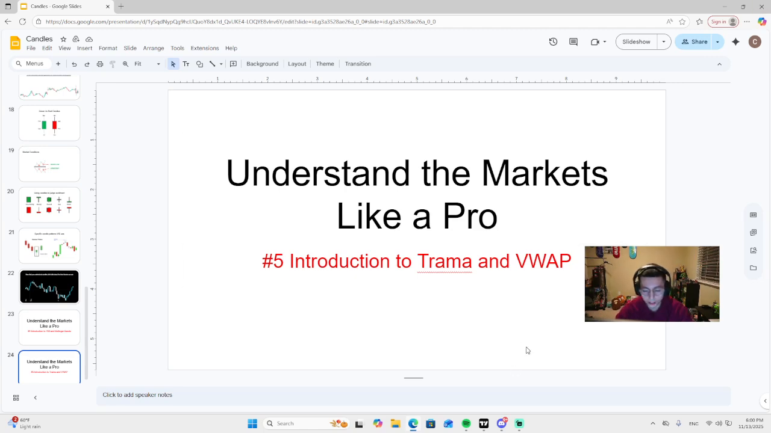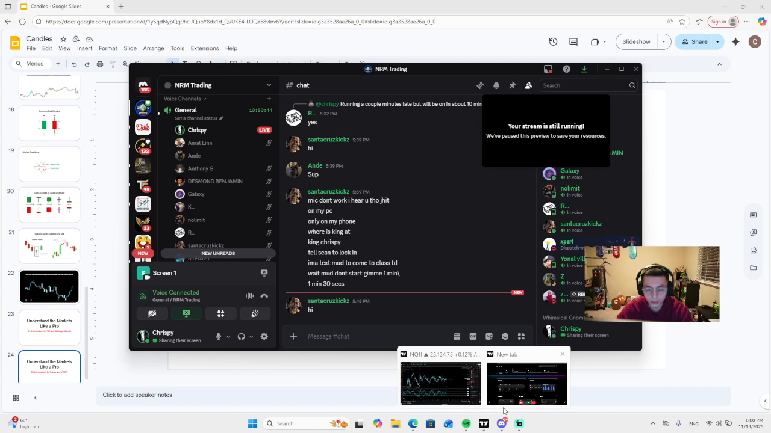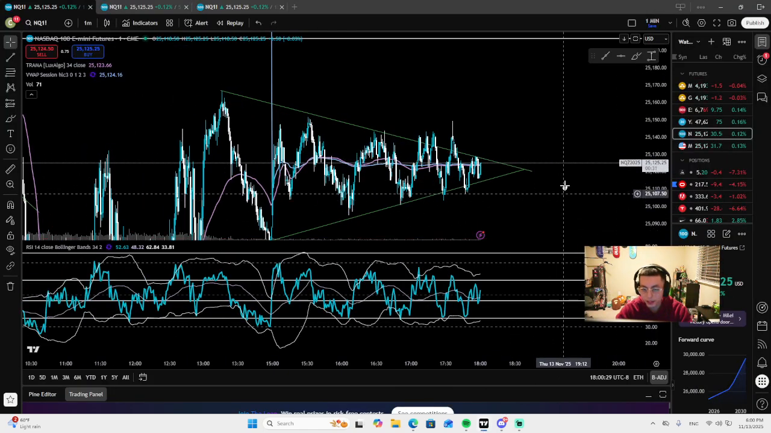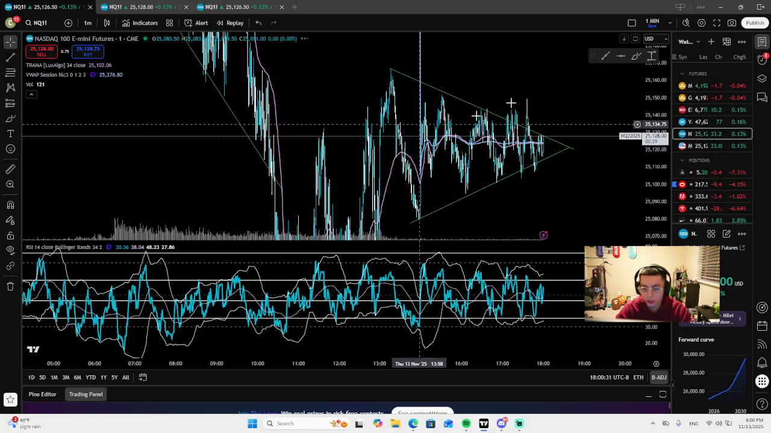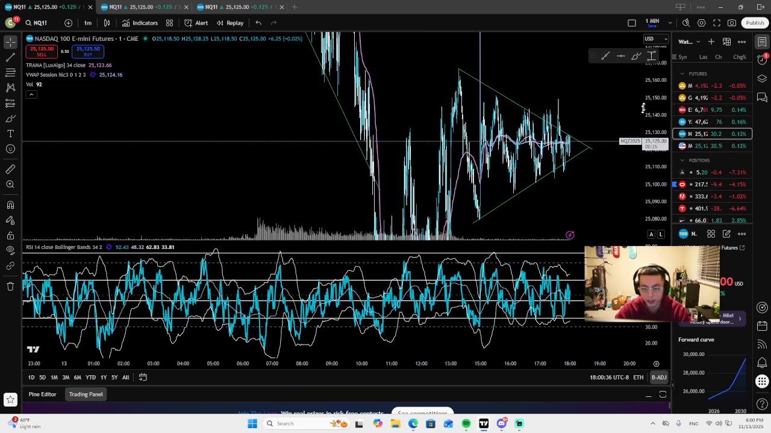So going into the week, every time you guys do hop on for New York session and hop in the Discord VC, you can understand what we're looking for with TRAMA and VWAP. So let's pop open our chart here. We'll start with NASDAQ and then go to gold and see how TRAMA is used and how VWAP is used.